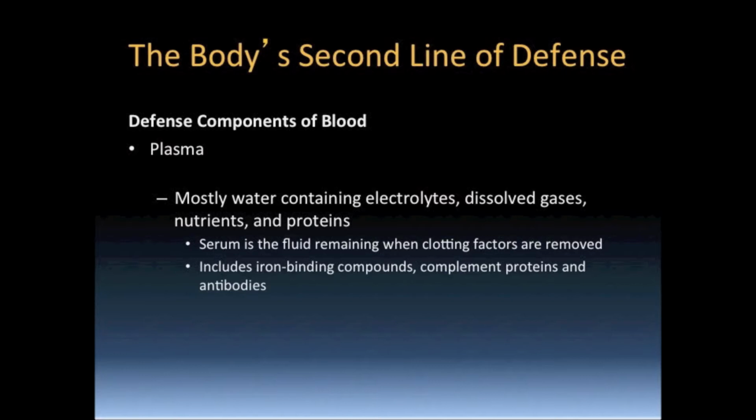Another group of plasma proteins that are very important in the second line of defense are the complement proteins. We will discuss the function of the complement proteins in more detail. The plasma proteins known as immunoglobulins or antibodies are a part of the third line of defense, the adaptive immunity.